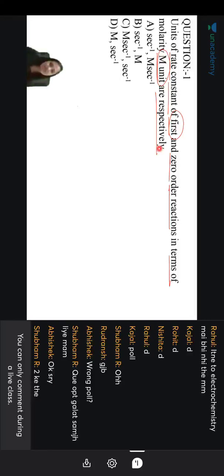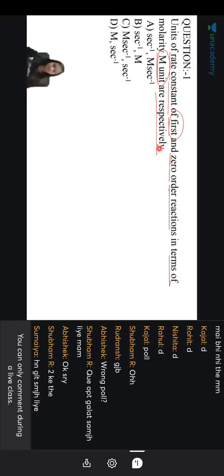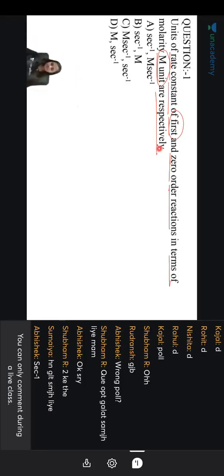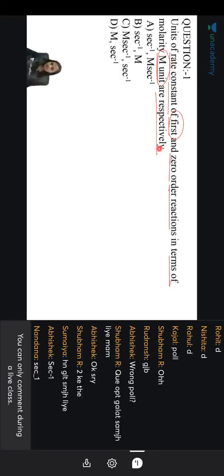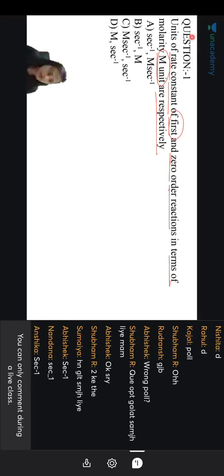Can you tell me the unit of the rate constant for the first order reaction? Try to work it out yourself. Per second.